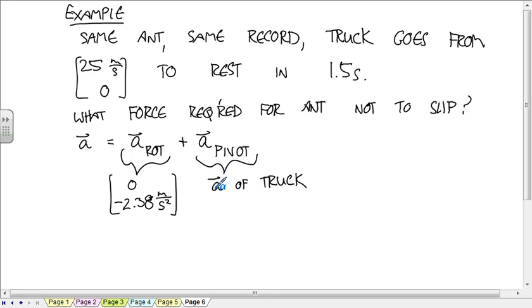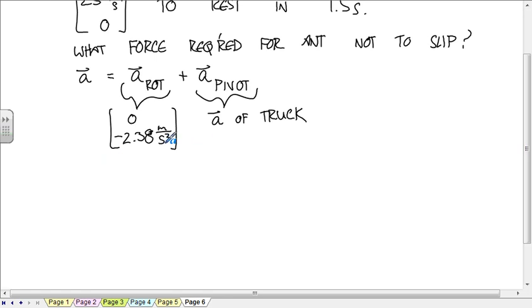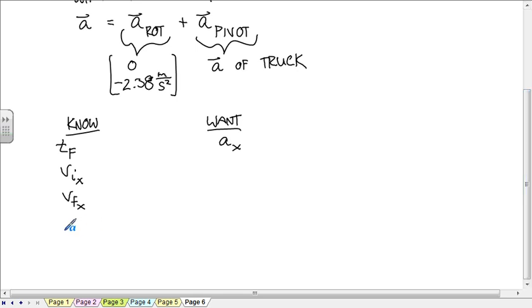But we have to calculate this one. So what's the acceleration of the truck? Well, you could think of it as a constant acceleration problem where you know t final, you know the initial velocity in x, you know the final velocity in x, and you're trying to calculate the x component of the acceleration. So 0 = v_fx = 25 + a times 1.5.